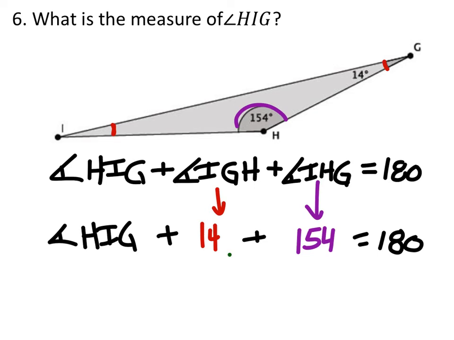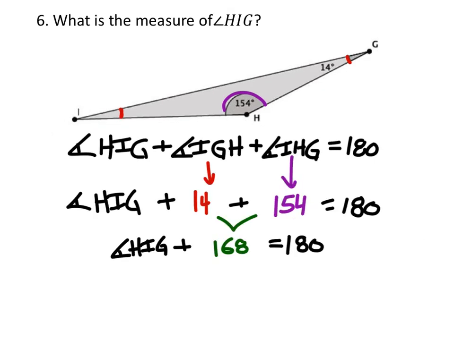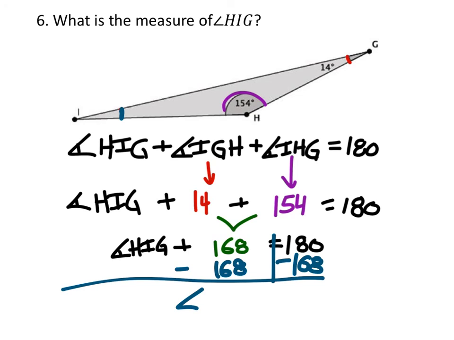So I'm going to combine 14 and 154. So angle HIG plus 168 degrees would be 180 degrees. And then to solve for angle HIG, they're in blue now, we would just subtract this 168 degrees in this equation. And then we get angle HIG is equal to 12 degrees.